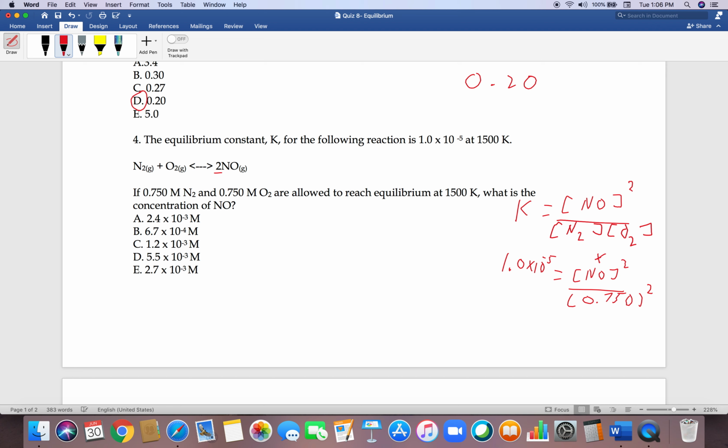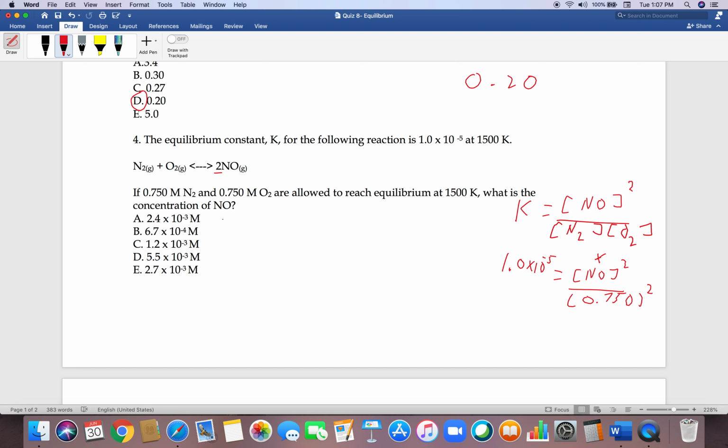I prefer to keep it as nitrogen monoxide or as the chemical formula because we are in chemistry class, and it is a good habit to get accustomed to being able to work with chemical formulas as variables. Sometimes it's a good habit, so I would like to teach you to do that as well. So now we're going to solve for the concentration of nitrogen monoxide.